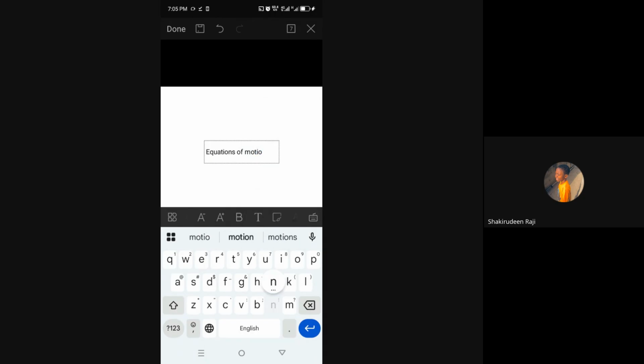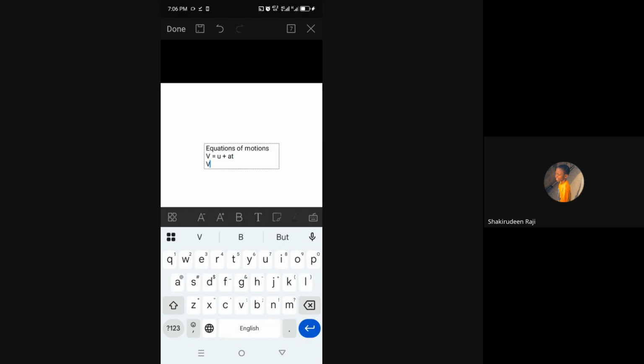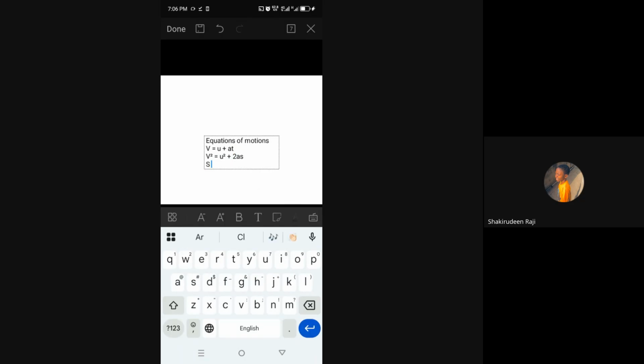Because that question, as long as there is movement, is motion. You have V is equal to, I know you have seen this formula before. I just want to tell you, when do you apply it? What kind of question do you see? How do you know which one to apply in a question? V square is equal to U square plus 2AS. Then you have S is equal to UT plus 1 over 2 AT square.